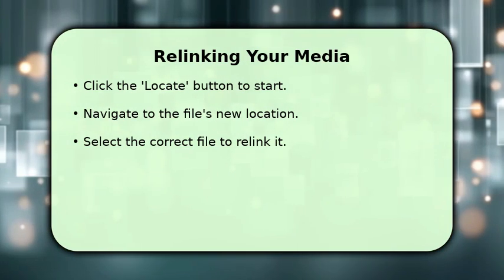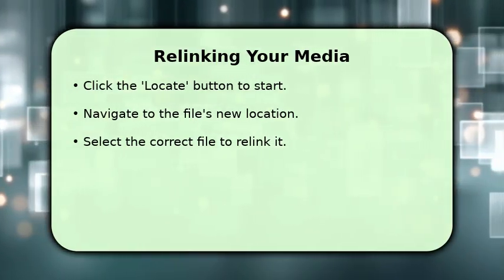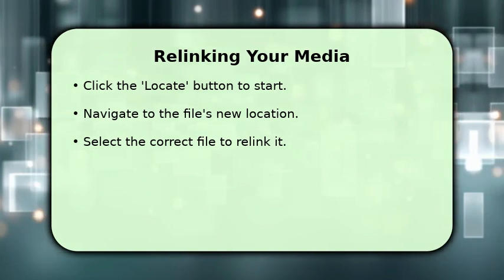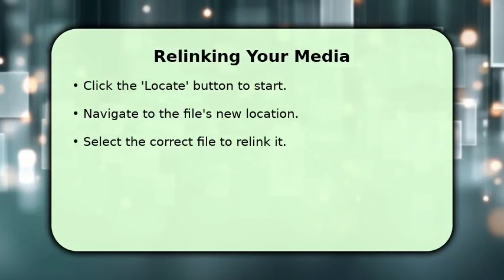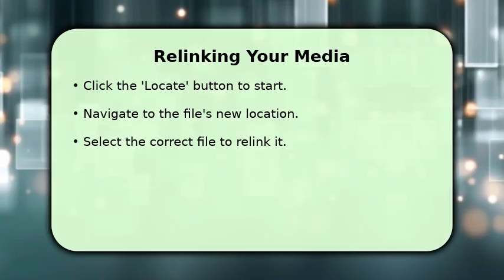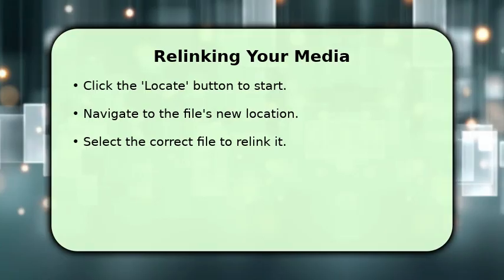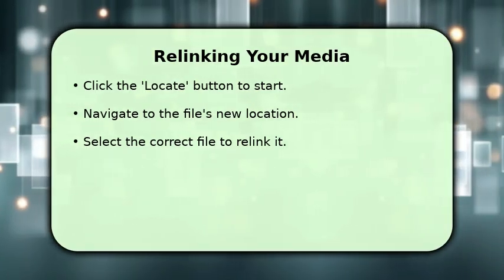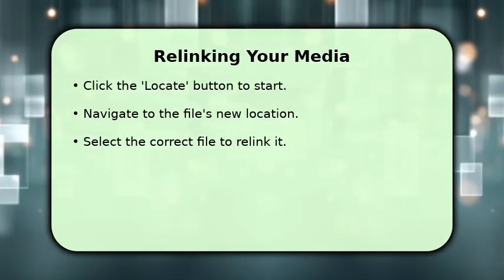To relink, right-click on any missing clip in the timeline or media pool. A Link to Media option will appear. Click it. A file browser window will open, prompting you to find the missing file. Navigate to where you moved your media, select the correct file, and click Open. Capcut should then relink that file and often automatically find other missing files in the same folder.